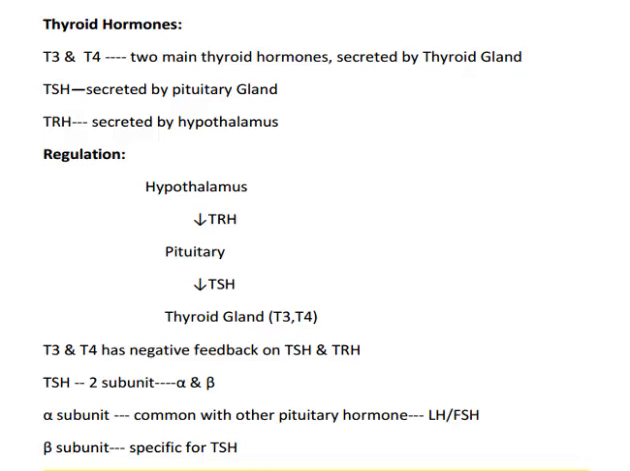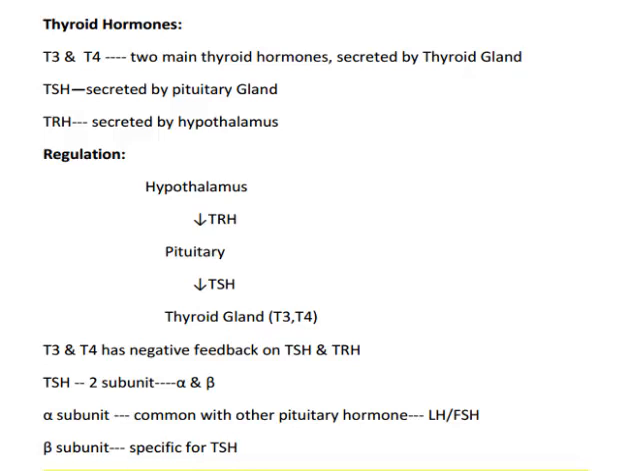First, what is thyroid hormone? Thyroid hormones are of two types. One is T3 and another one is T4. These are the two main hormones that are secreted by our thyroid gland.